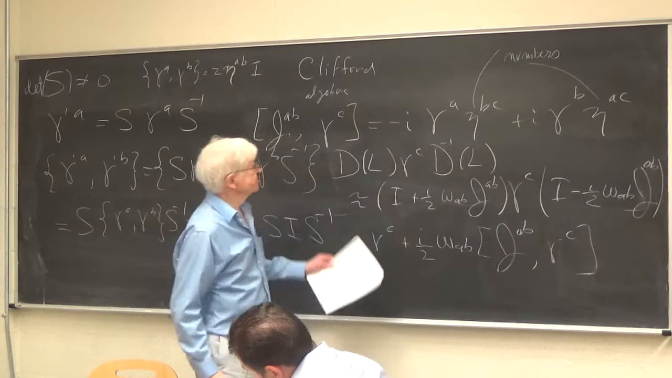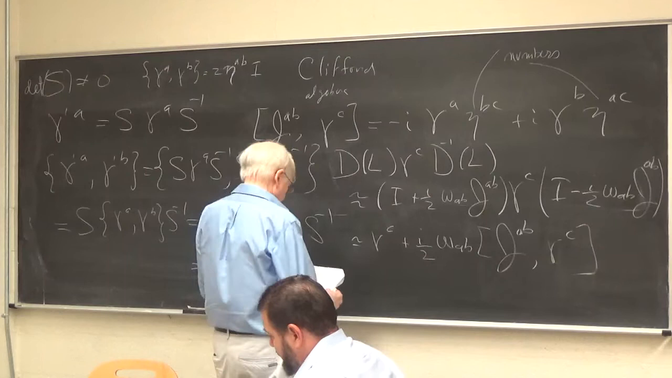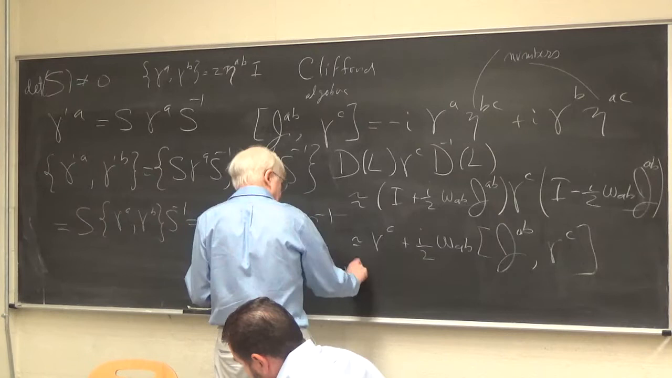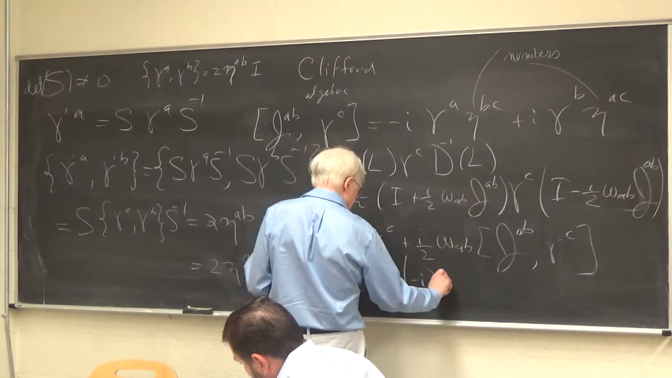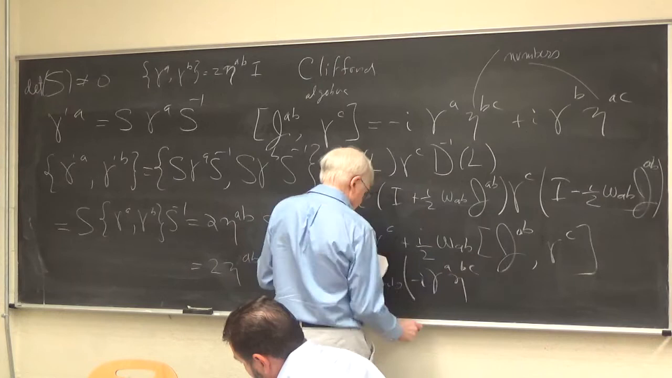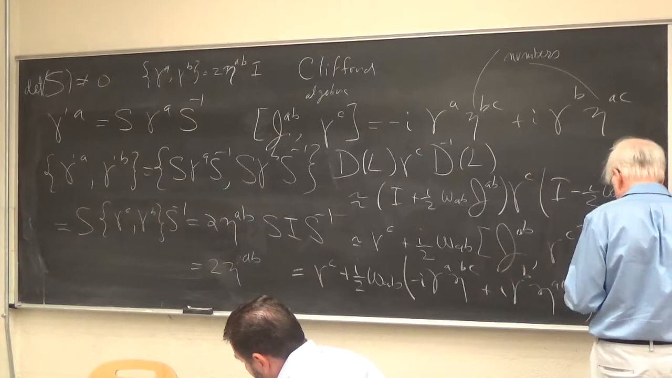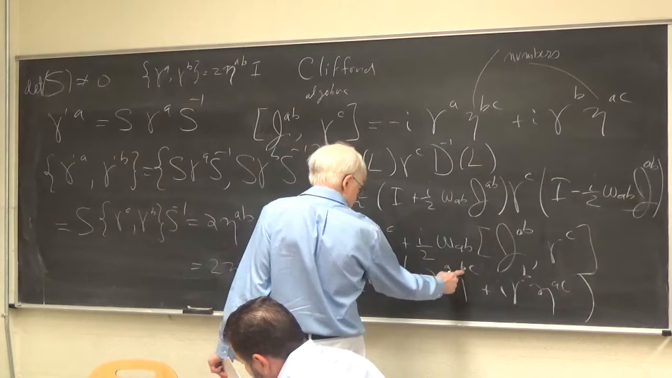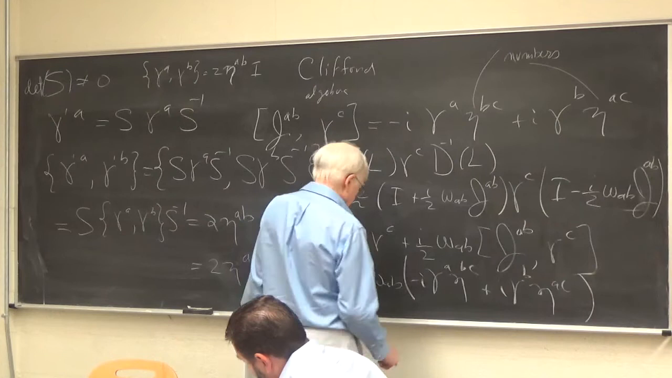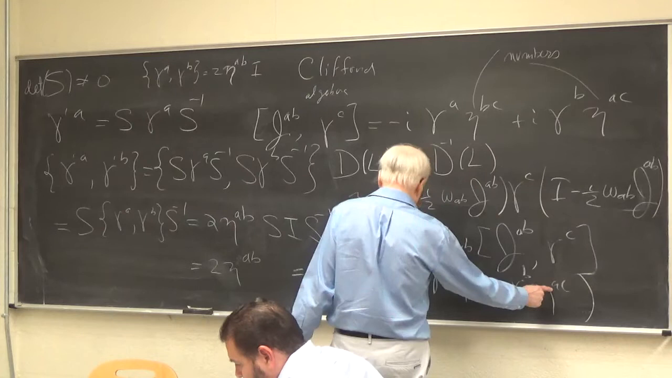Now we just use the homework problem to show that this is actually gamma C plus i over 2 omega AB times minus i gamma A eta BC plus i gamma B eta AC, and so let's see what's going to happen here. This gamma BC is going to raise the index B on omega. This gamma AC is going to raise the index A.